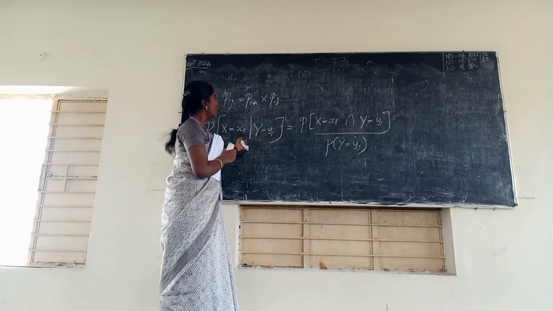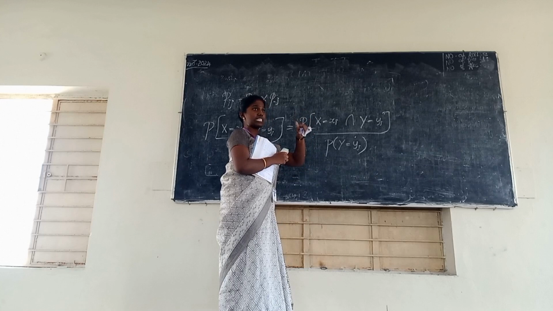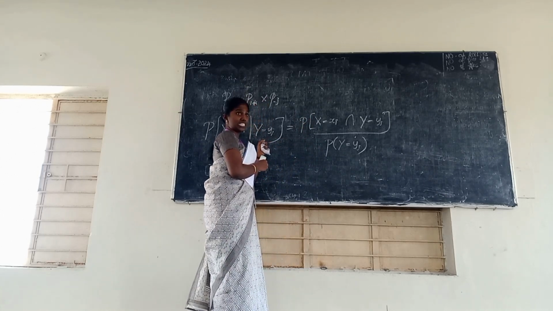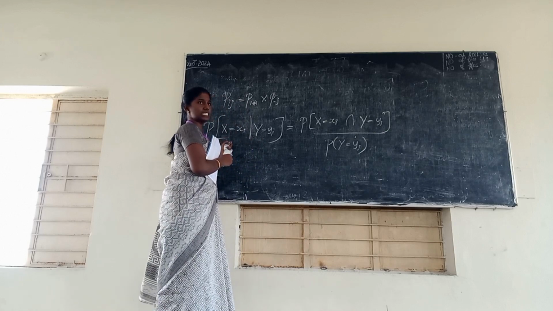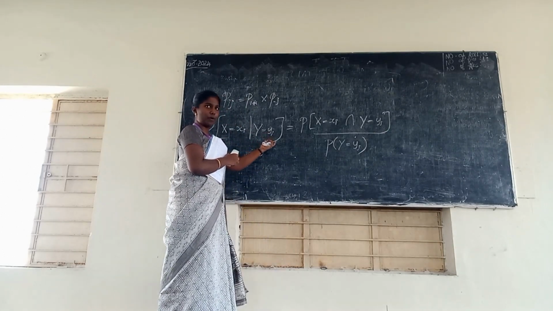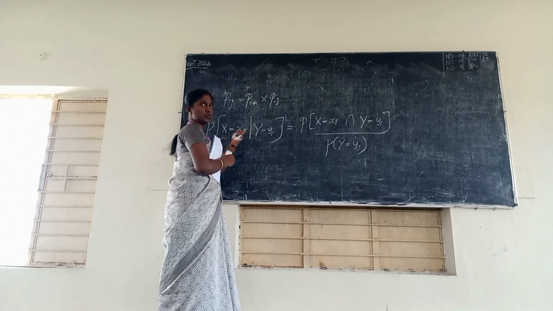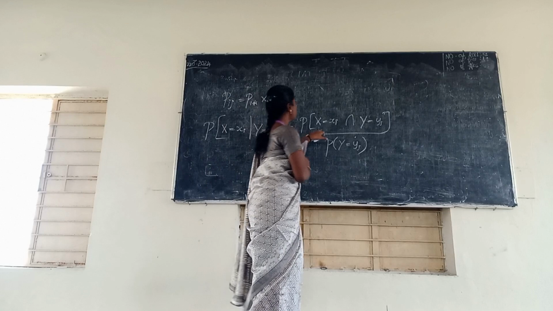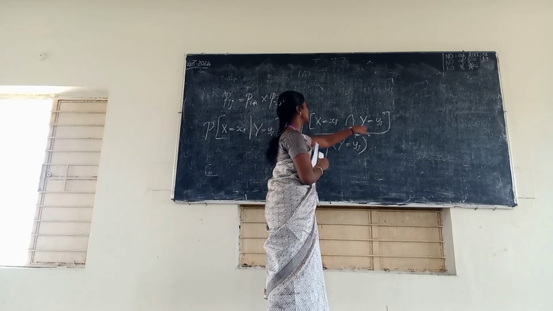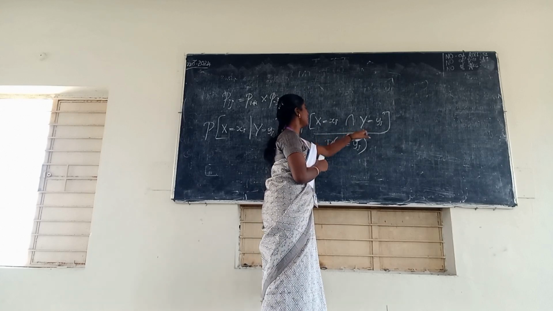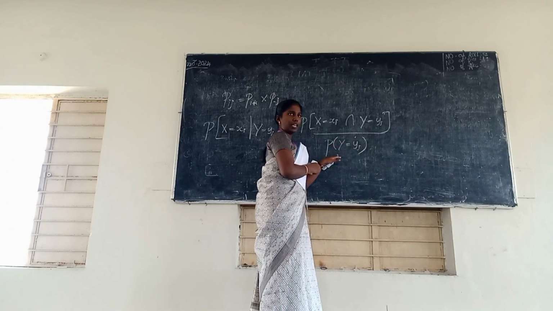So P of A intersection B divided by P of B. This is the first event and this is the second. This is the given one. Depending upon this, the probability of this one. So P of A intersection B divided by P of B; here with random variables it is P of x, y divided by P of y.